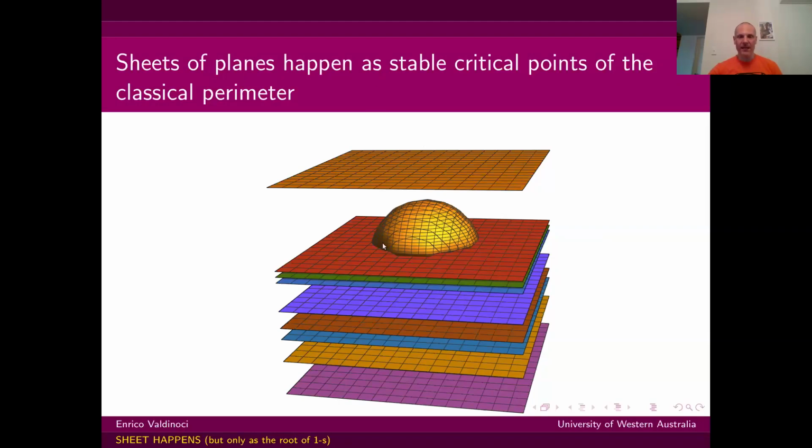But the fact is that the same proof that I was discussing above works for a configuration of parallel planes, because I can make a small perturbation near one of these sheets, and I would increase a little bit the surface, and therefore the energy. So this proves that this kind of configuration is a stable critical point of the classical perimeter.